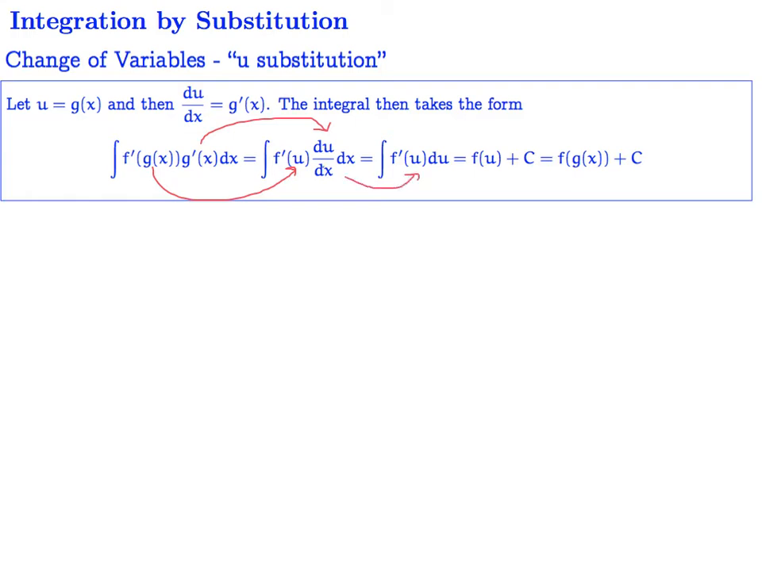In some sense, you can think of the dx as kind of canceling off. And now we're left to take the antiderivative of the derivative of a function. The antiderivative here of the derivative is simply the original function plus a constant. And then finally we do a final replacement of u with g of x. Okay, so that's enough abstraction. Let's actually see an example of how it works.